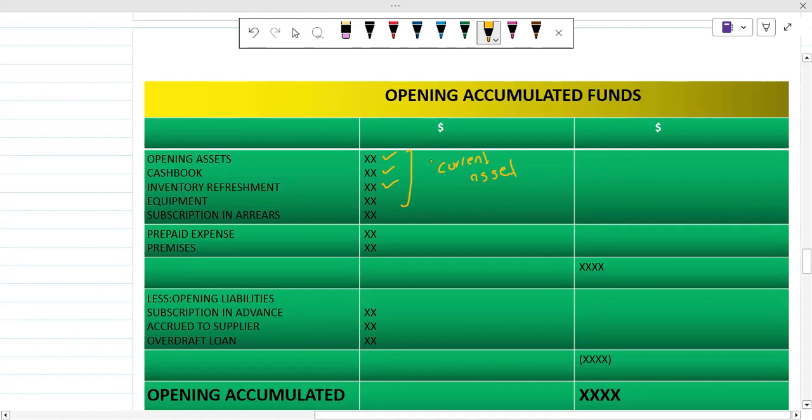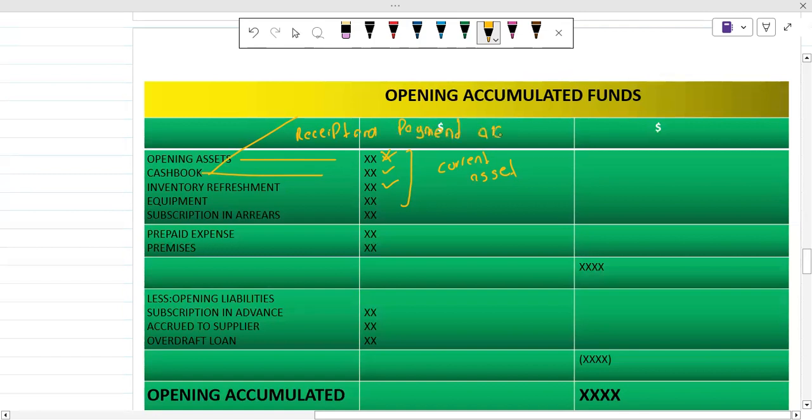Okay, so opening assets, what will be common to the opening asset? It is not actually, this is just a mistake. Okay, so assets basically start from here. So cash book, the balance of the cash book. So what is the cash book? Basically, this is our receipt and payment account. Okay, this is our receipt and payment account.